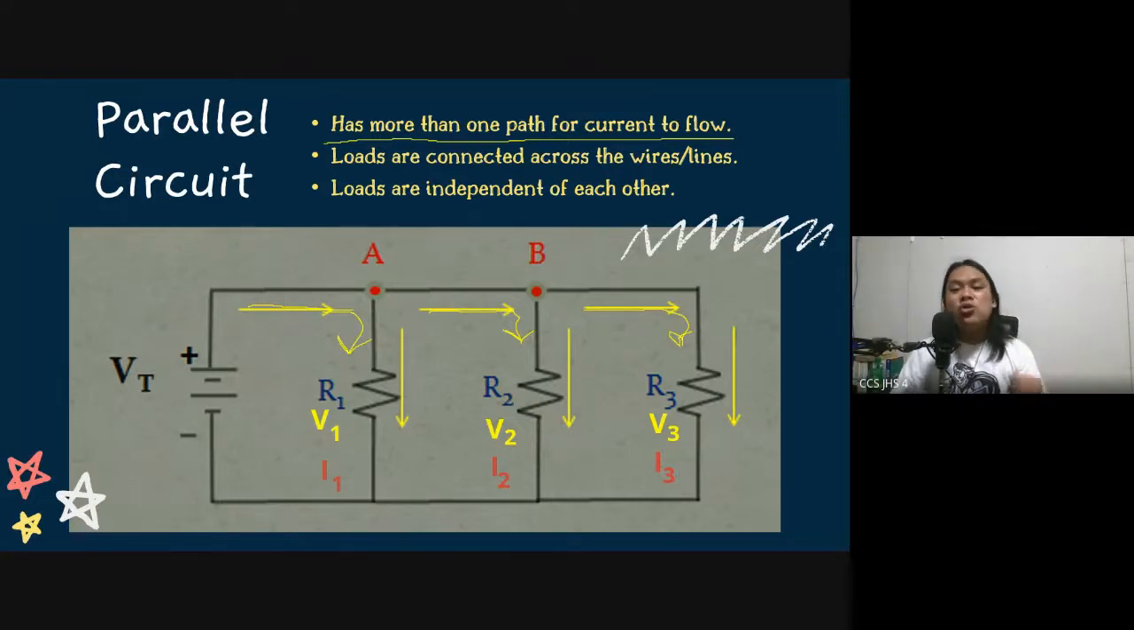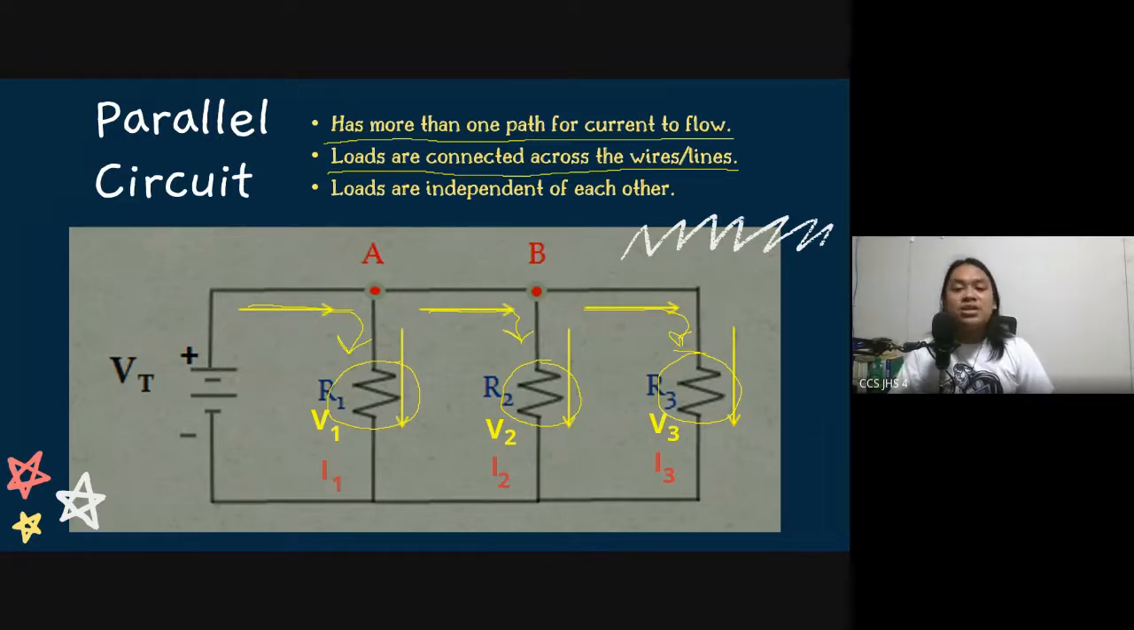So for each load, there must be one path for them. Understood? Next, loads are connected across the wires or the lines. In a series circuit, the loads are connected along the lines. In our parallel circuit, our loads are across, or in the middle of, our circuit. That is their arrangement. Then lastly, loads are independent from each other.